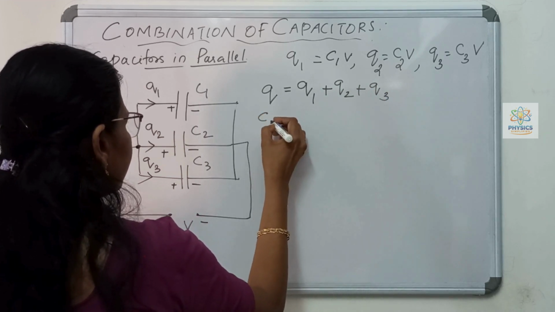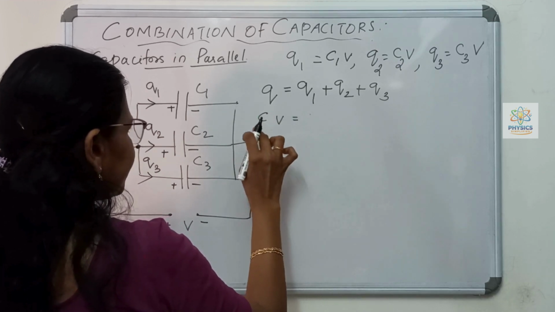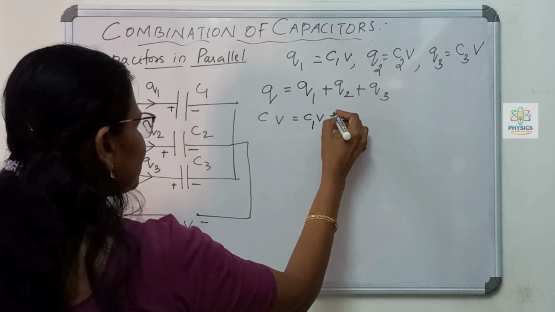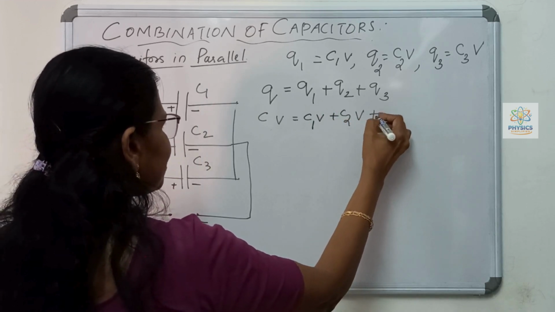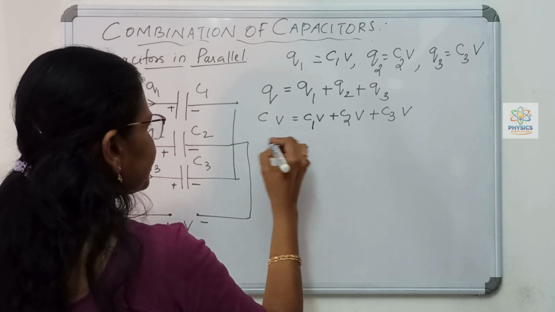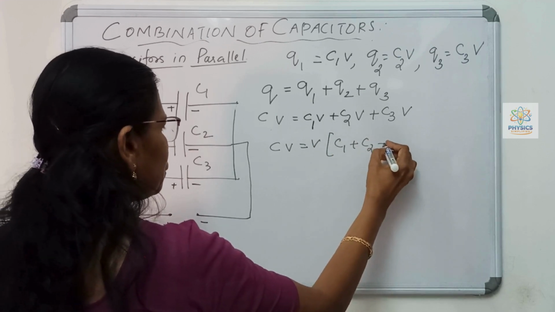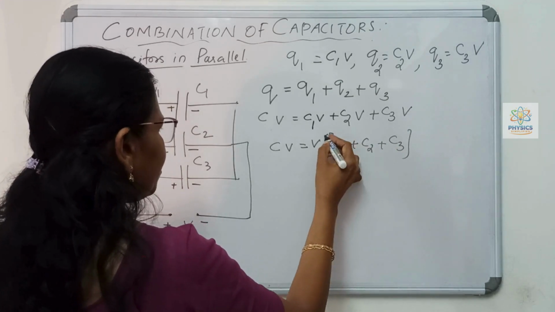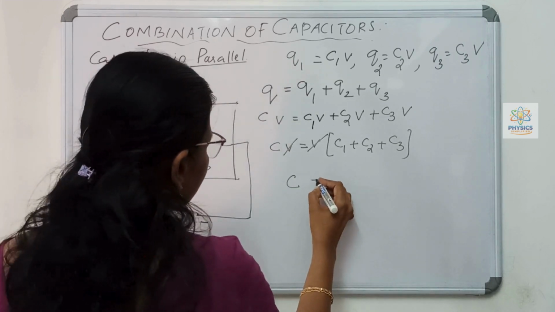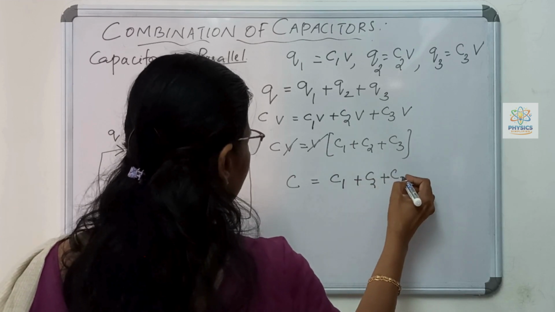You can write CV is equal to C1 into V plus C2 into V plus C3 into V. CV is equal to V into (C1 plus C2 plus C3). Here V and V cancel. We get the capacitance C is equal to C1 plus C2 plus C3.